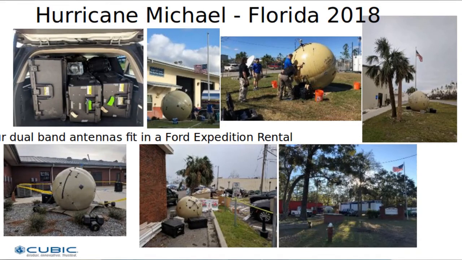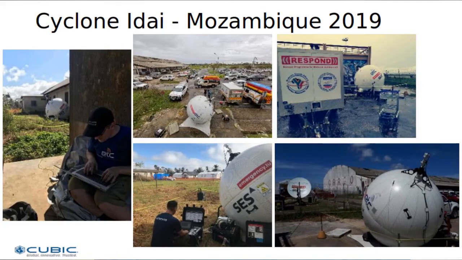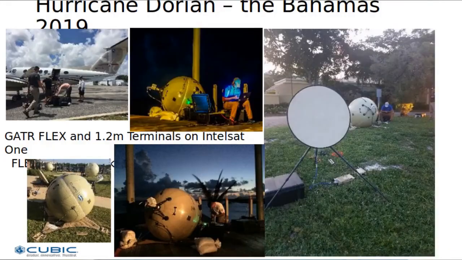Some of the pictures shown here from Hurricane Michael, Florida, 2018, depict four systems in the back of an SUV. When we responded to Mozambique in 2019 for the cyclone, you see it illustrated there, 2.4 meter antennas. We responded to Hurricane Dorian in the Bahamas in 2019. In this picture, you'll see the small bird that we're using to transport our systems. On the far right, you'll see a flex antenna, which is actually made out of material that could fit in a lunchbox.